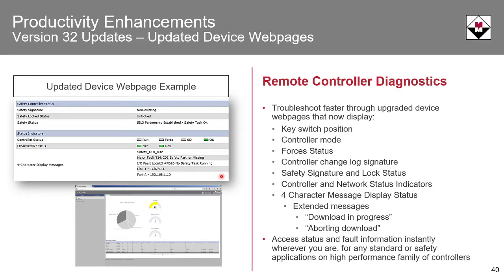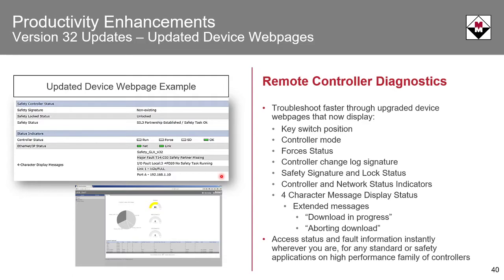So they've added the key switch position, the controller mode, force status, the controller changelog signature. If you have a GuardLogix controller, now you have the safety signature and lock status all on the web page. You also have the actual processor, controller, and network status indicators that you would see on the front of the processor, and the 4-character message display status. With that message display, they've also added 2 messages, download in progress and aborting download.